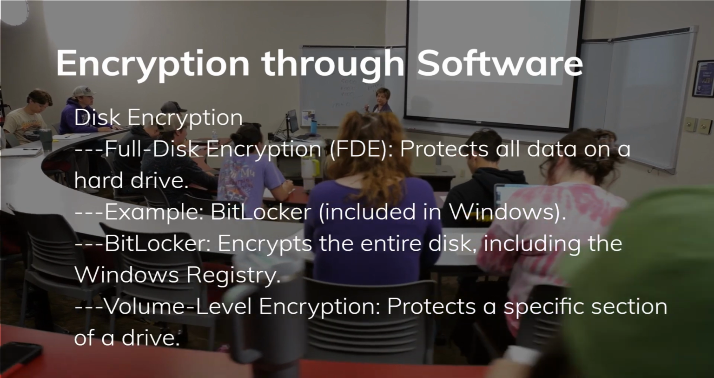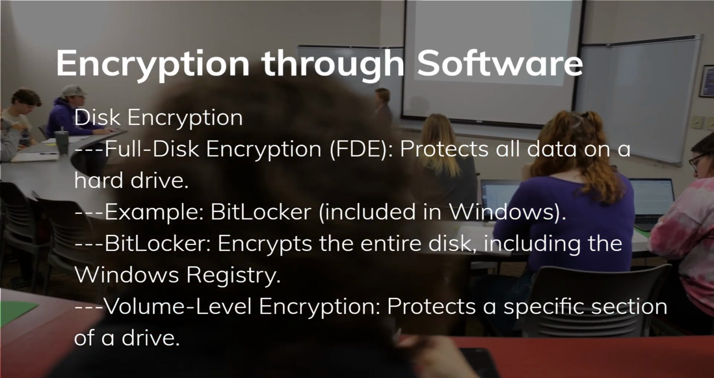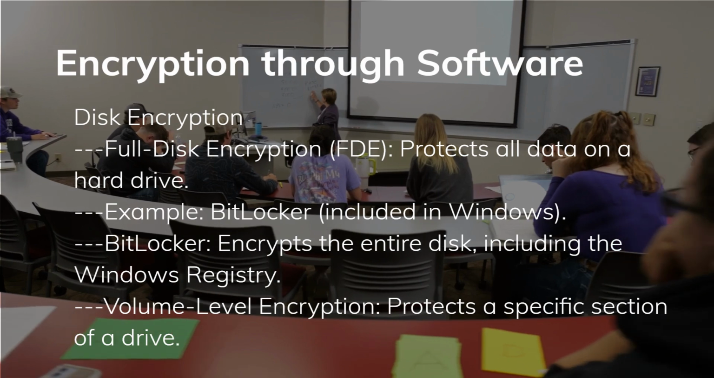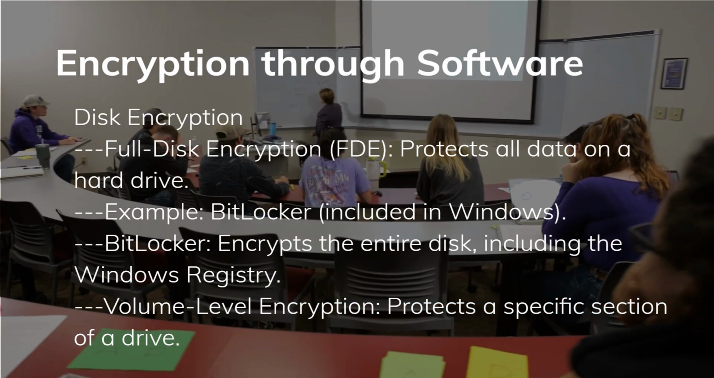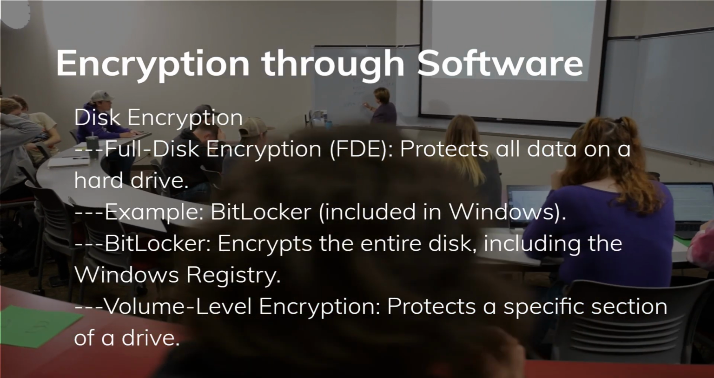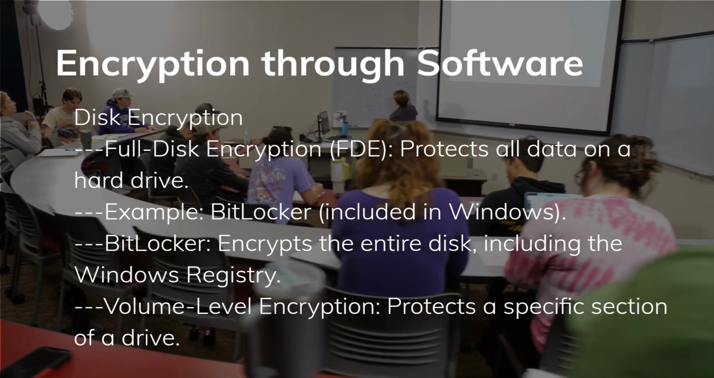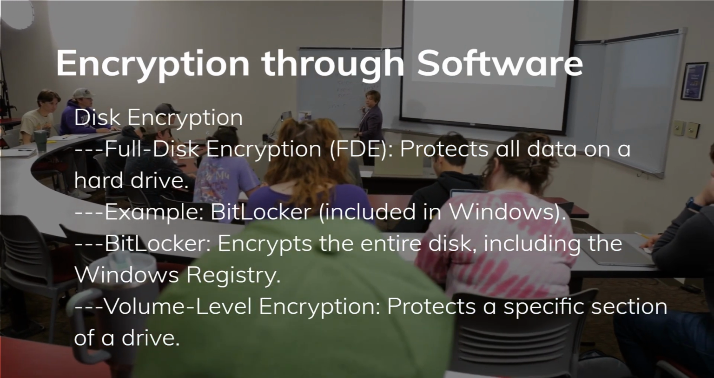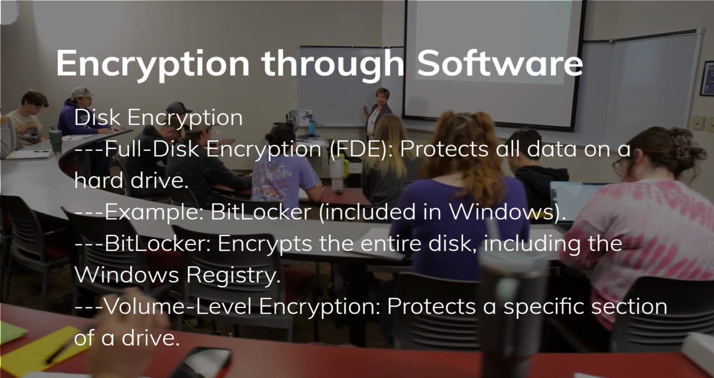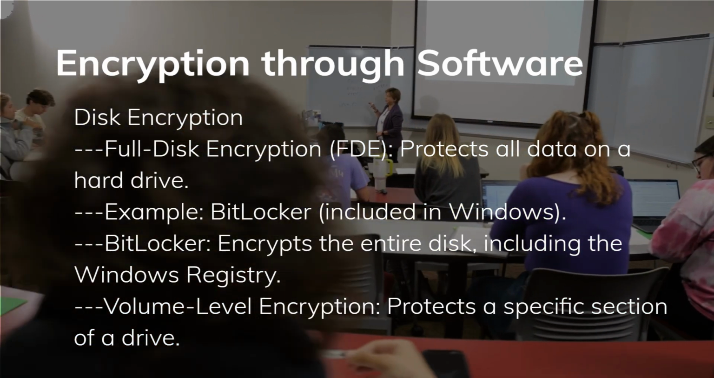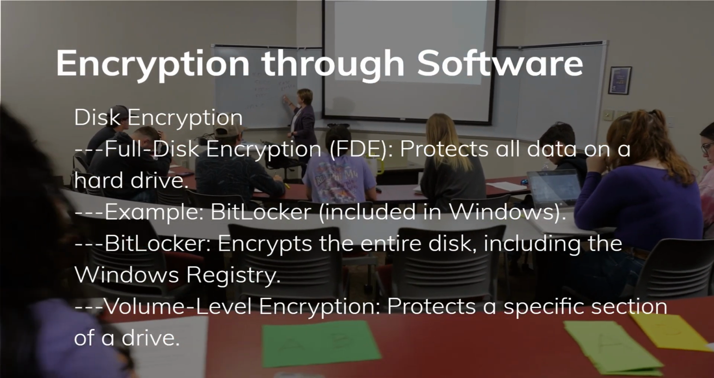Disk encryption involves using full disk encryption, FDE, to protect all data on a hard drive. A well-known example of this is BitLocker, which is included with Microsoft Windows. BitLocker encrypts the entire disk, including the Windows registry, ensuring comprehensive data protection. Additionally, volume-level encryption can be used to secure specific sections of a drive, known as volumes, which are accessible by users and have an associated file system. This layered approach enhances data security by protecting both entire disks and individual sections.